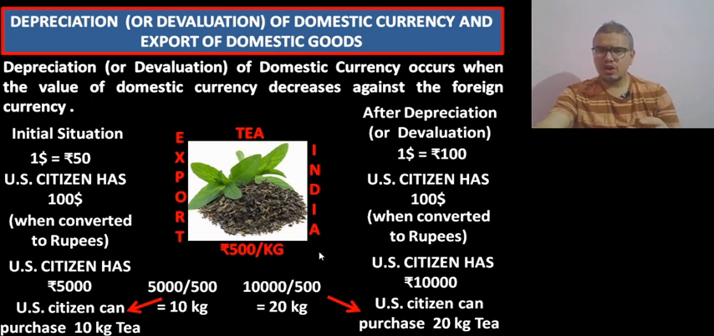So from here we draw a conclusion that when there is depreciation, obviously the export will rise. Here it was 10 kg, here it will be 20 kg. In monetary value also, here we have not discussed monetary value, but in the real world, since the Indian tea has now become relatively cheaper for the US citizen, a US citizen may prefer to purchase more tea from India, as it has now become relatively cheaper than it was before.